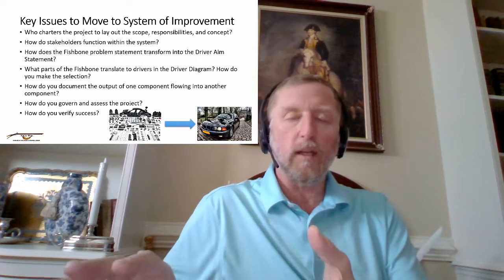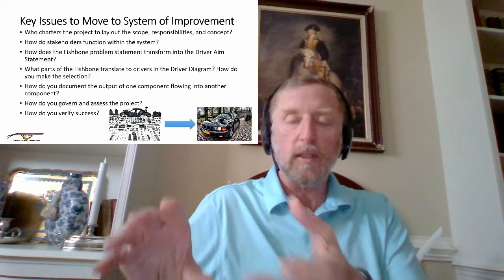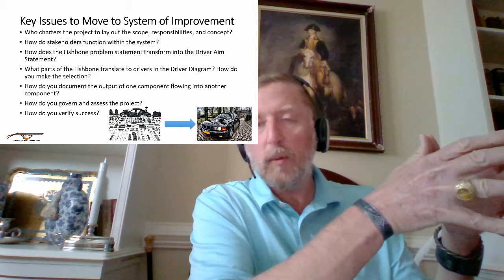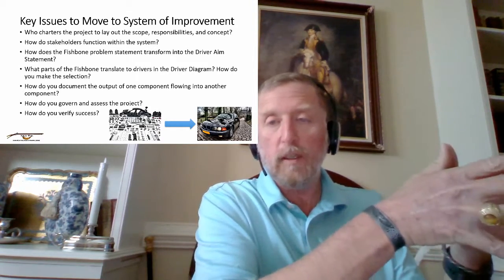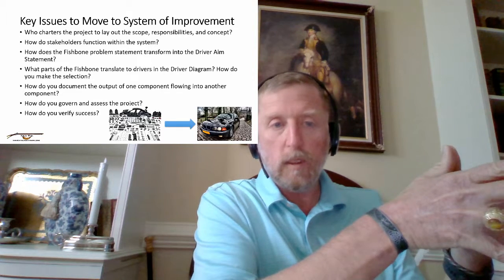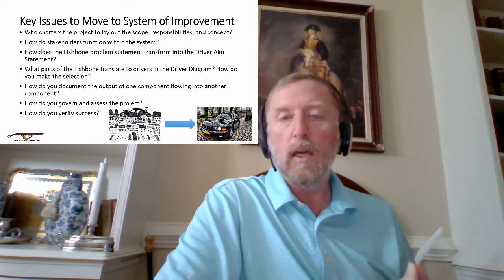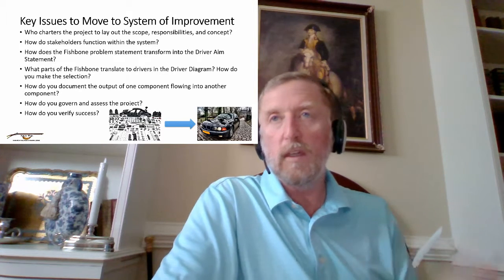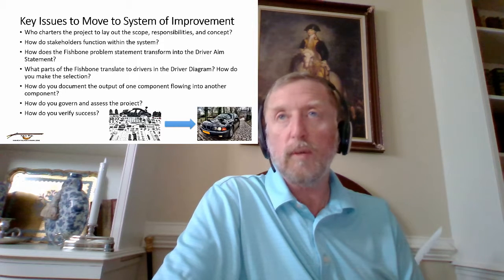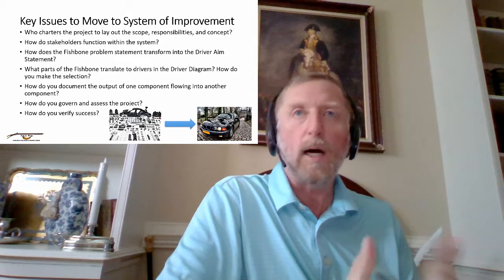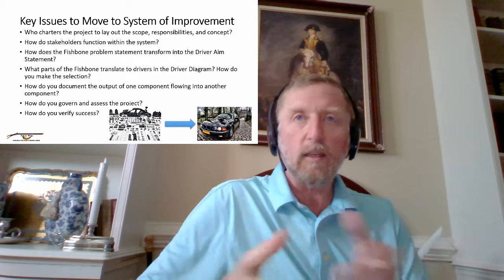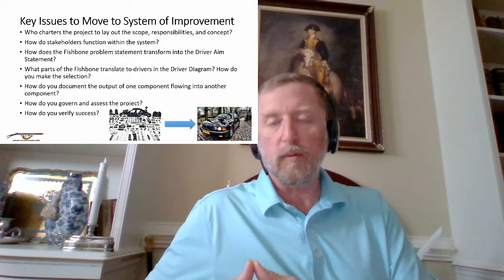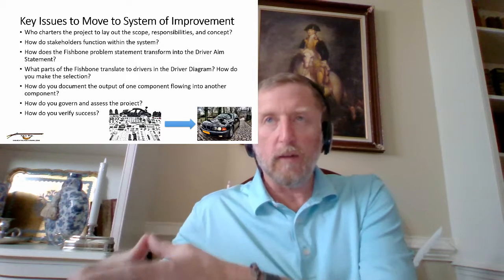And then how do we transform that into the driver aim statement? We need to be able to take the final driver aim statement and be able to tie that clearly back into the project charter to make sure that we are solving the right problem. What parts of the fishbone translate to the drivers? So we may identify 5 or 6 root causes and only use 3 of them in the driver diagram. Why? What's making those decisions to translate a driver and secondary drivers from the fishbone root causes into that driver?